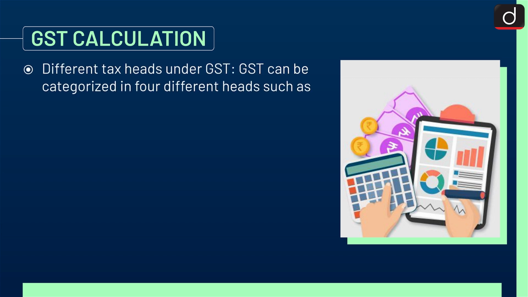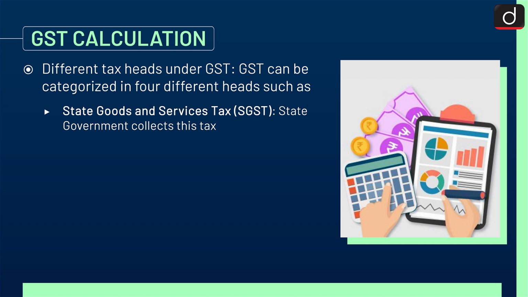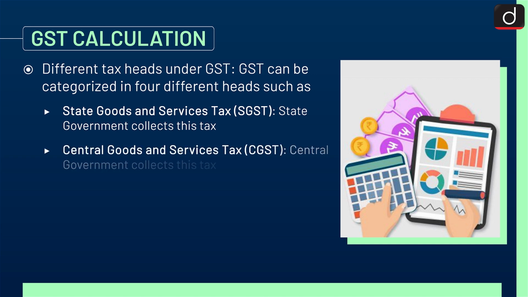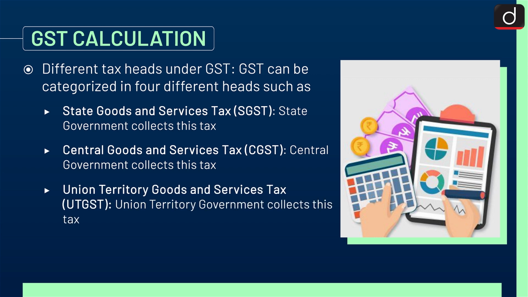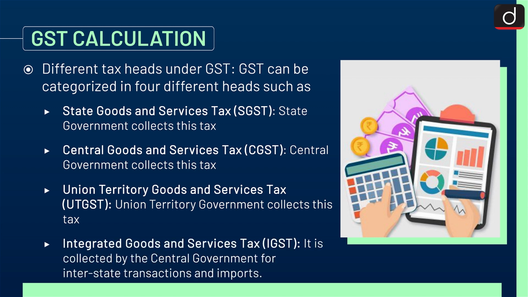GST can be categorized into four different heads. State Goods and Services Tax, that is SGST, is collected by the state government. Central Goods and Services Tax, that is CGST, is collected by the central government. Union Territory Goods and Services Tax, that is UTGST, is collected by the Union Territory government. And Integrated Goods and Services Tax, that is IGST, is collected by the central government for interstate transactions and imports.